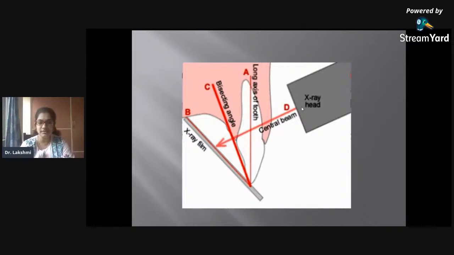Mostly we use this, or in certain cases where proper positioning devices are available, or even the film holder, that is the Rinn XCP holder, then we go for the paralleling technique as well.